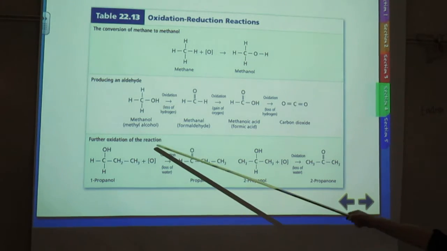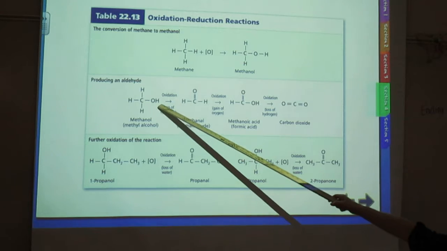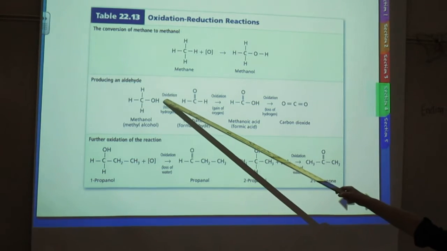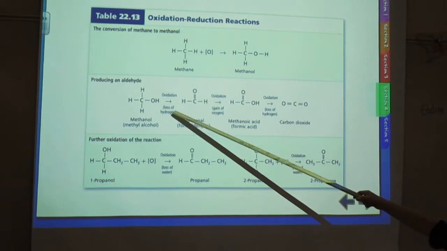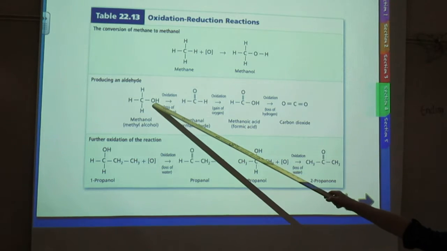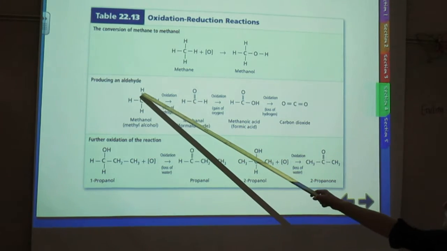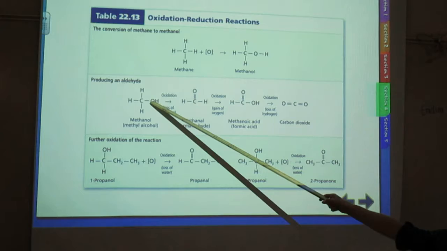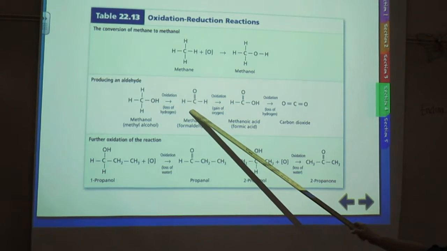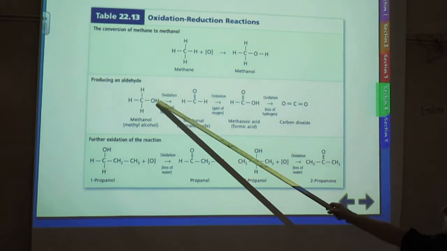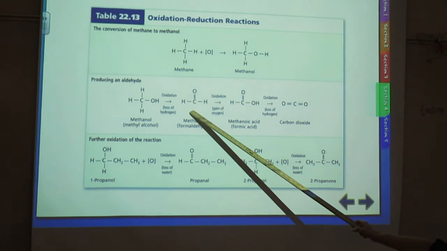Here you're starting with methanol, and you've got your OH. So what happens is it's called an oxidation reaction. We lose 2 hydrogens, this one and this one. We end up with this being a double bonded oxygen, as you can see right here. So we lost the hydrogen, so an extra product down here would be diatomic hydrogen.